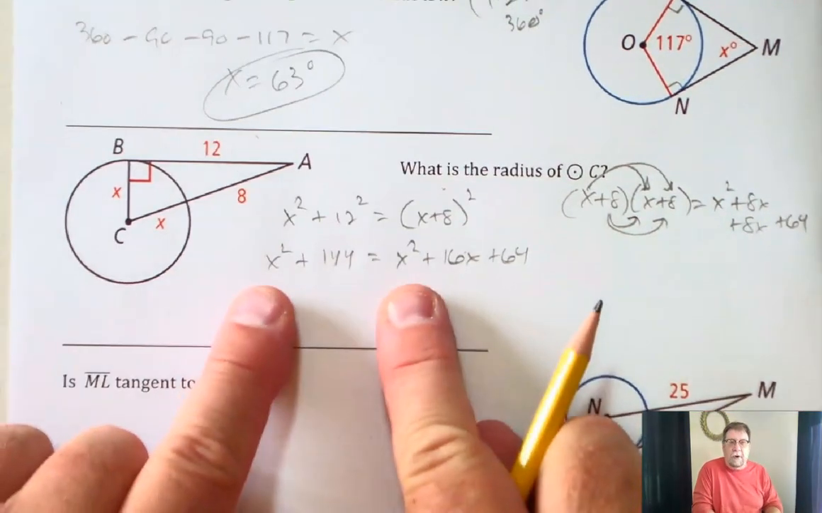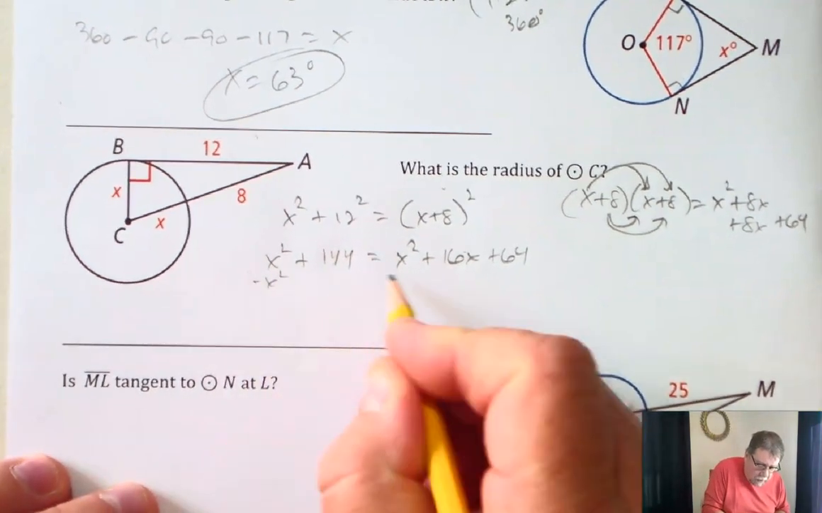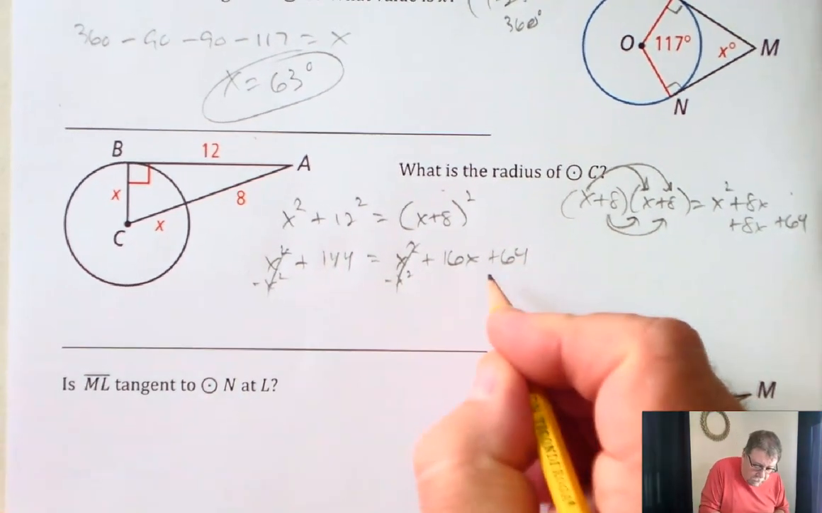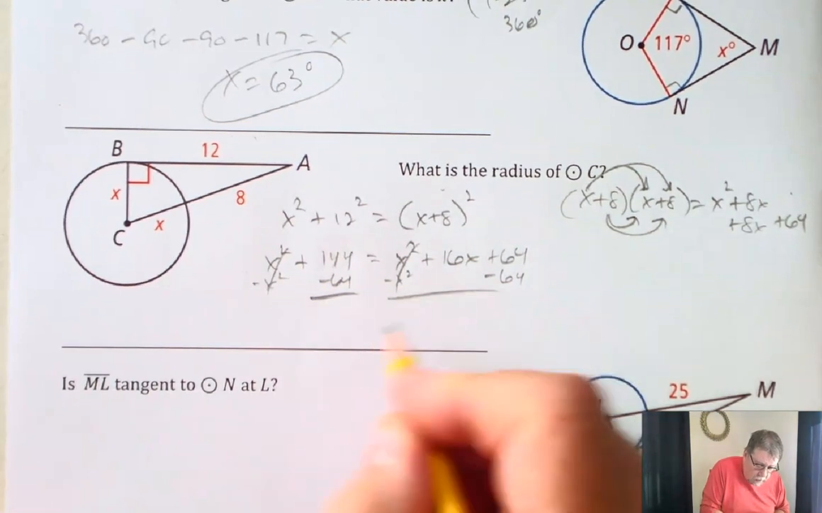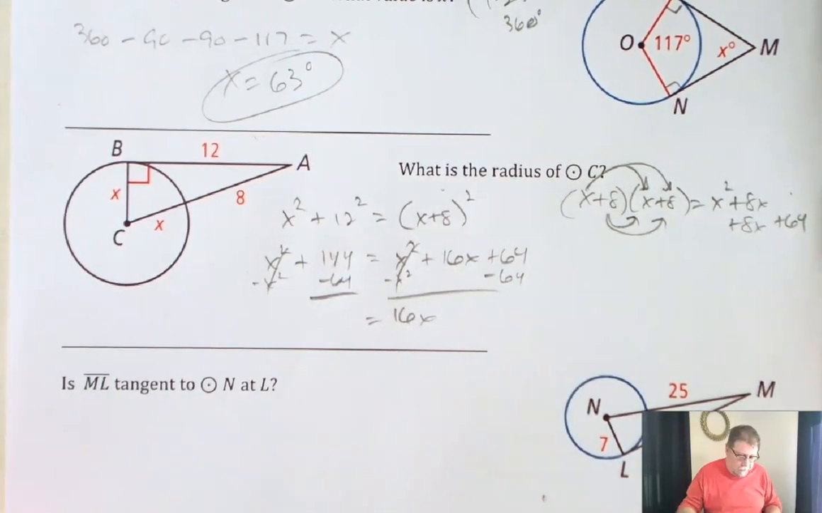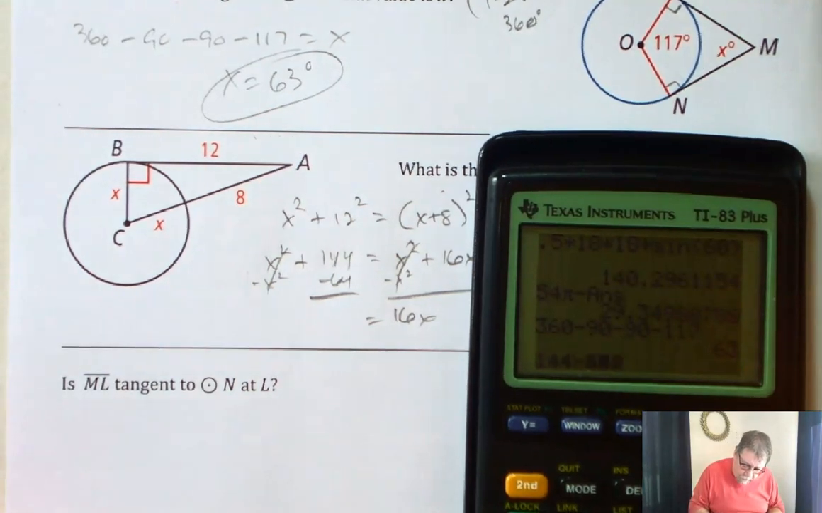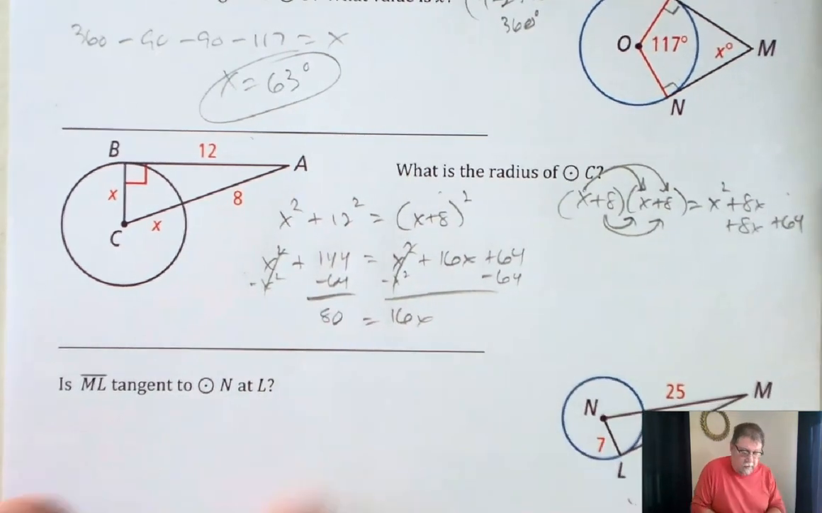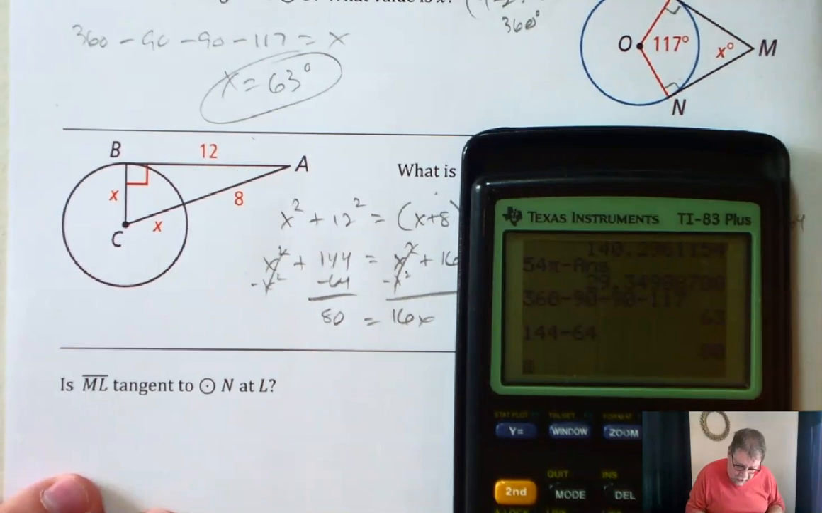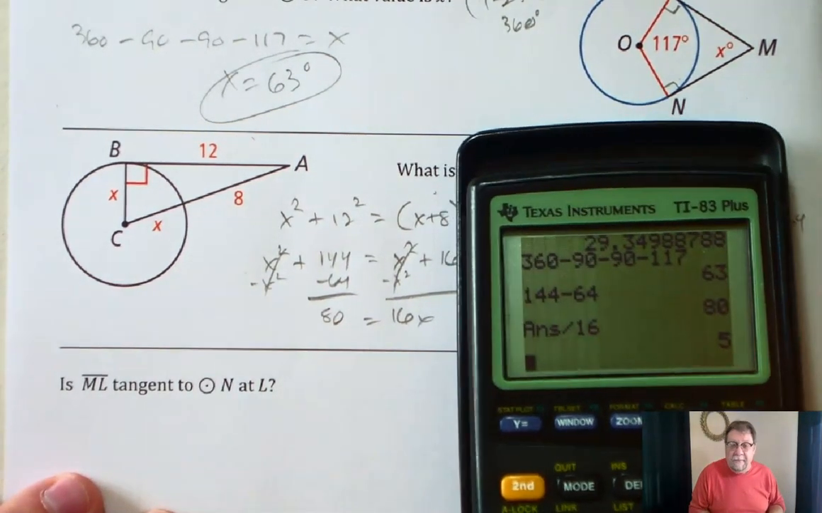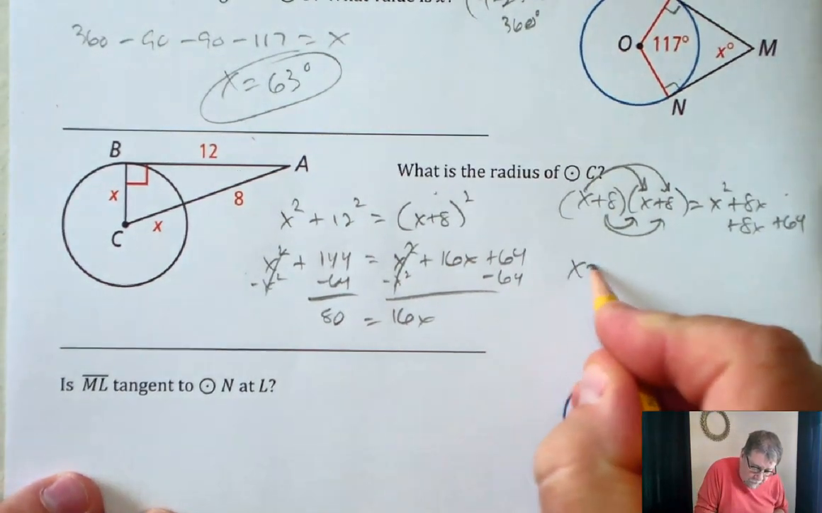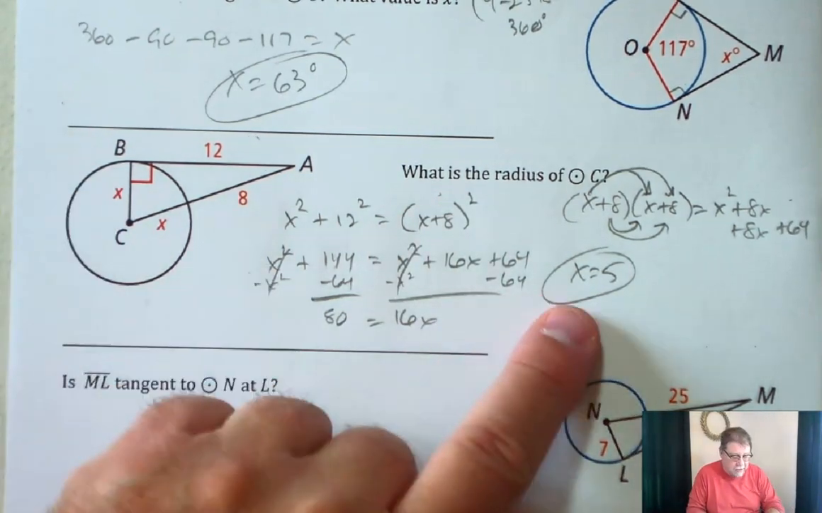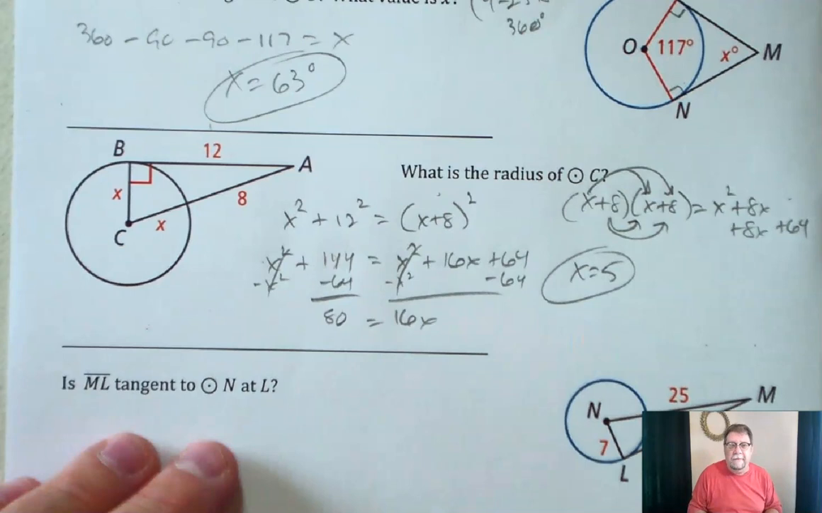Now we're solving for x. Fortunately, the x squareds both will cancel out. And then I'm going to go ahead and subtract 64 from both sides. So this side is 16x, and 144 minus 64 is 80. So divide both sides by 16. So 80 divided by 16 gives me 5, and so x is 5. Now, is that the radius? Because the question is, what's the radius? The radius is x, so yes, that's 5. There's no unit, so we can just say 5.